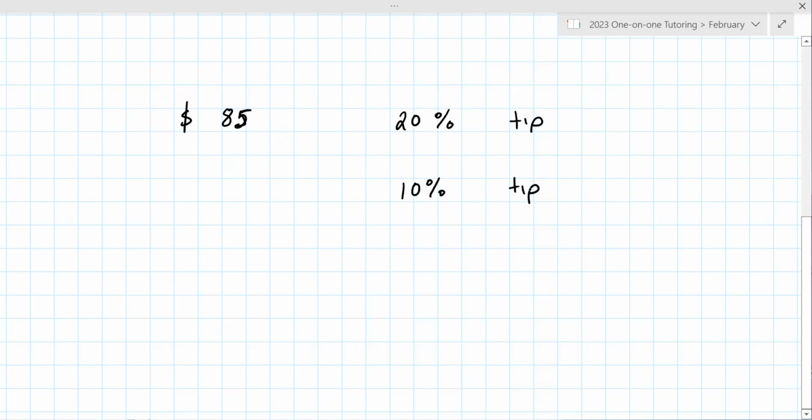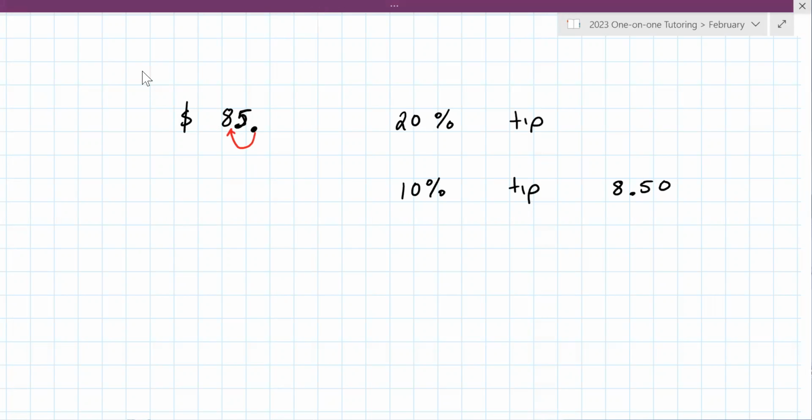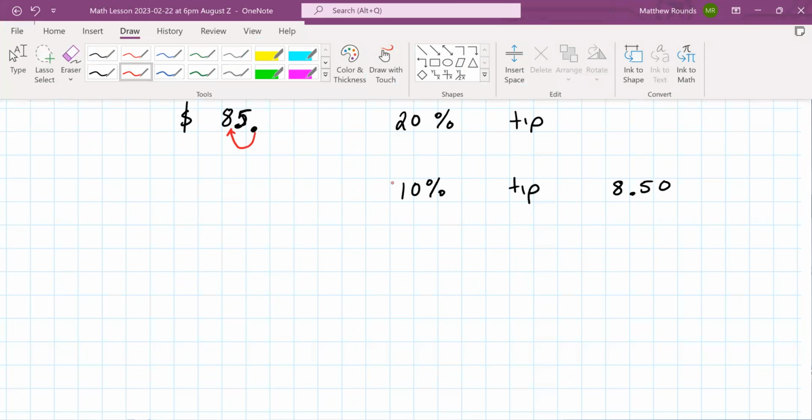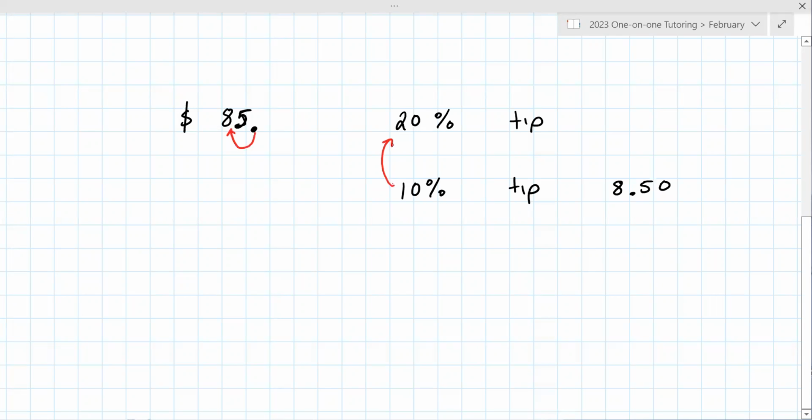Do you have any idea what a 10% tip is from this? Actually, no, I do not. So 10% is actually $8.50. Oh yeah, because you would just move the decimal over one to the left. Right. Now, my question or thought for you is, how do you go from 10% to 20%?